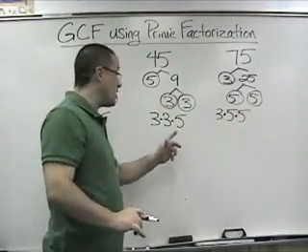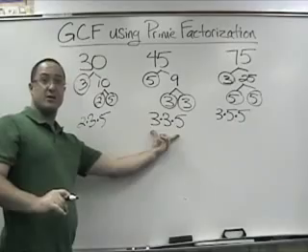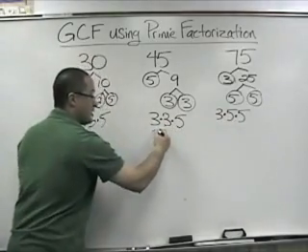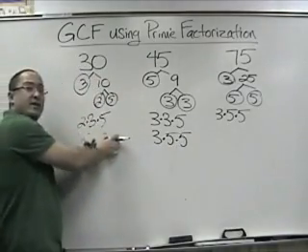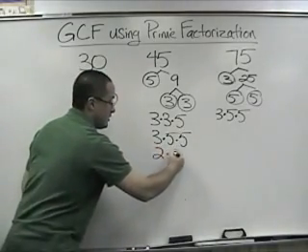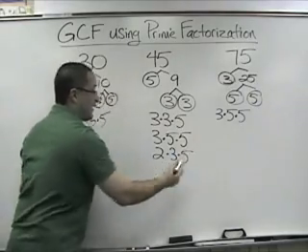Now let's go ahead and line up the others. Let's do it right here, under here. Okay? So we're going to bring this over: 3 times 5 times 5. And we're going to bring this over here: 2 times 3 times 5.